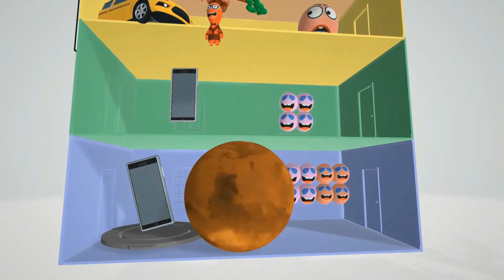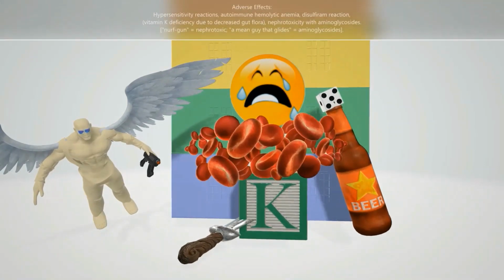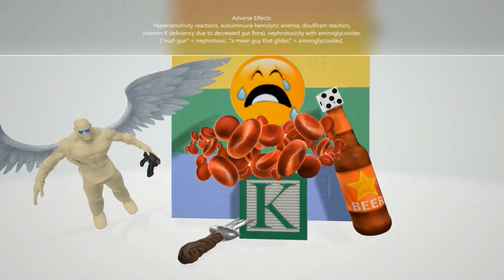So let's talk about the adverse effects of the cephalosporins, and for that, we're going to go behind this mansion over here. So here we have this guy over here who wasn't invited to the mansion, and he's going to remind us of the different adverse effects of the cephalosporins. So he of course is very sensitive. He's very sensitive about it. He's hypersensitive. Hypersensitivity reactions are one of the adverse effects of the cephalosporins.